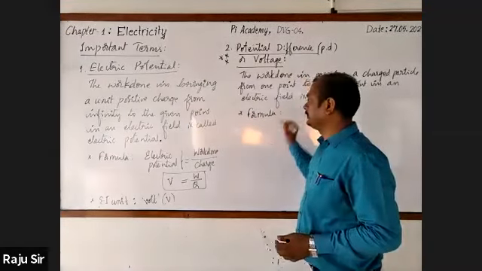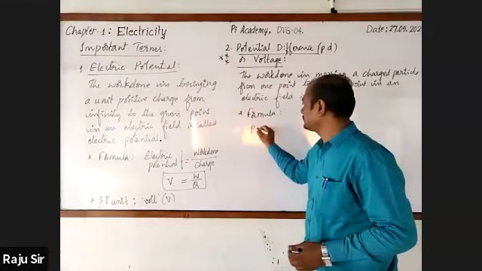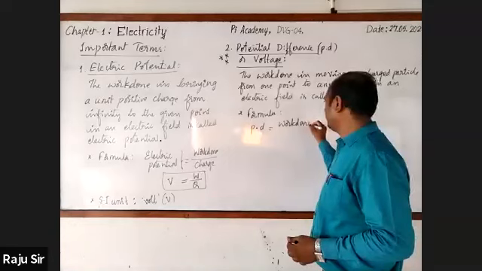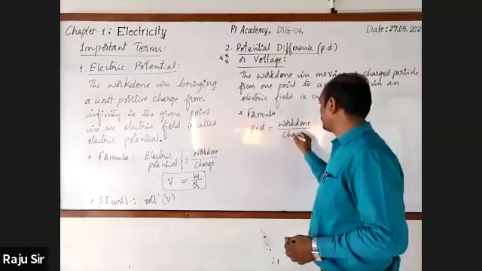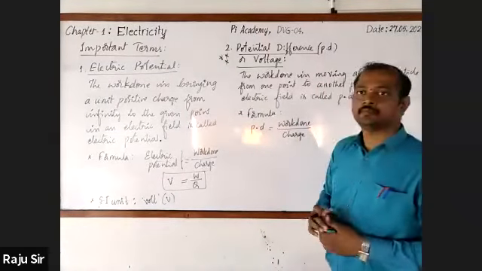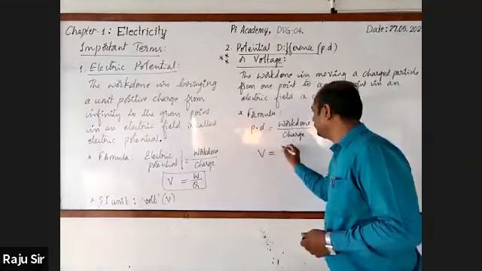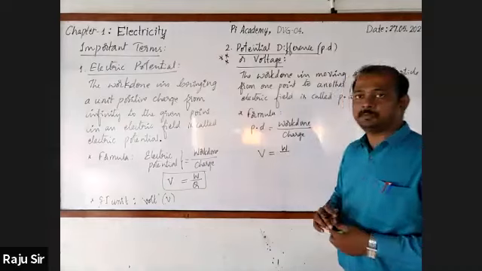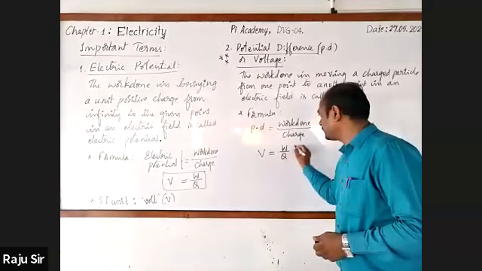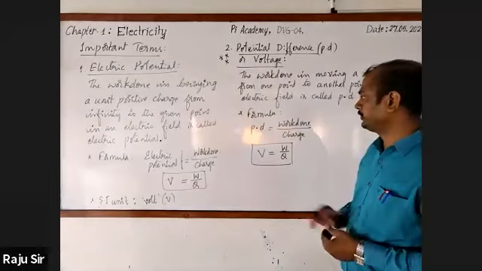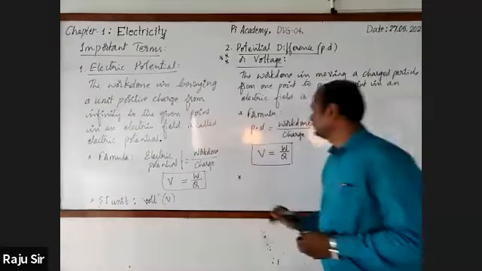Potential difference, PD, is equal to work done by charge, quantity of charge. Potential difference is denoted by capital V. Work done is denoted by capital W. Quantity of charge is denoted by capital Q. Then write.